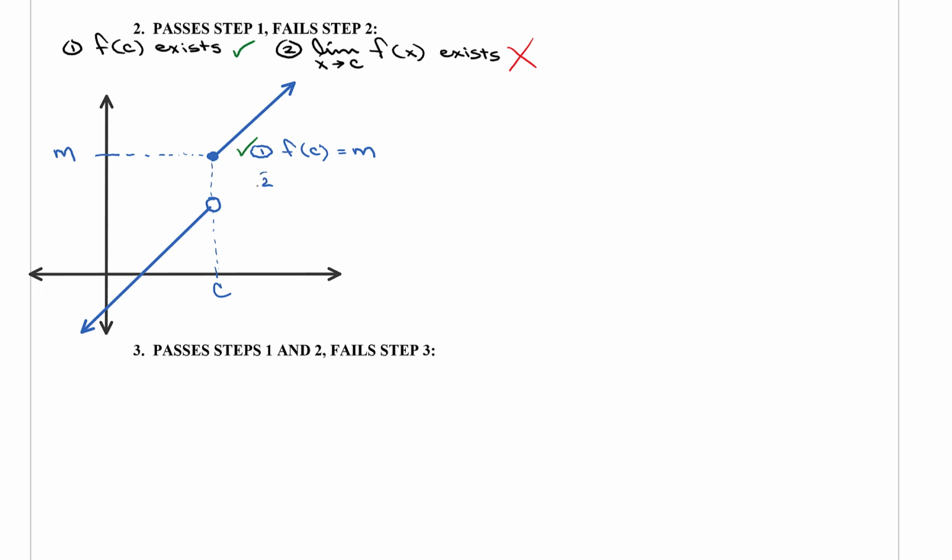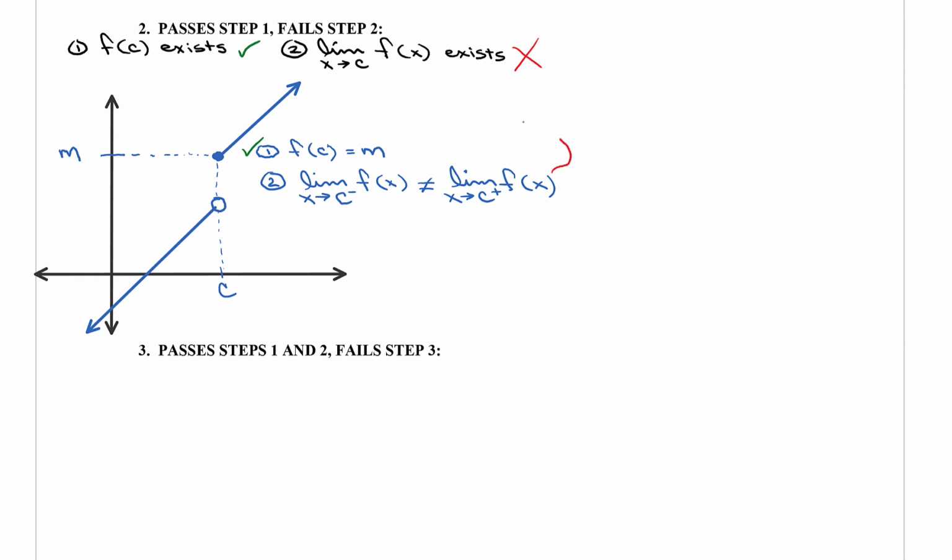So for step 1, it passed it. F of c is equal to m. Step 2, the limit as x approaches c from the left-hand side of f of x is not equal to the limit as x approaches c from the right-hand side of f of x. So since these two limits are not equal to each other, this means that the limit as x approaches c of f of x does not exist.